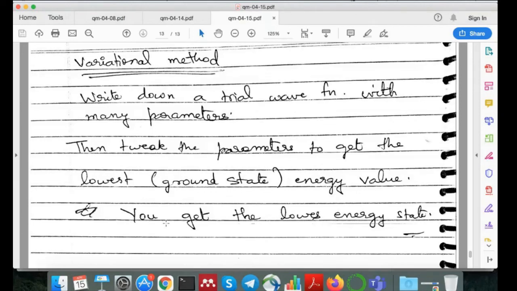Okay, so I'm going to stop here, and in the next class we will look at, I think, angular momentum and spin, and that is the end of our quantum mechanics course.